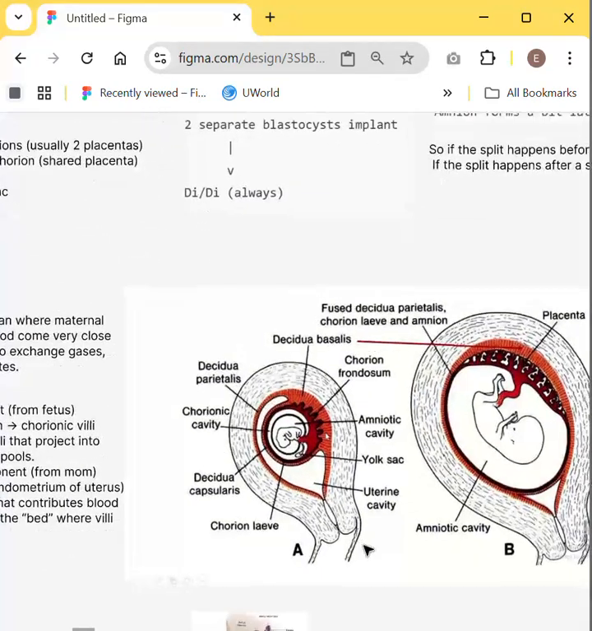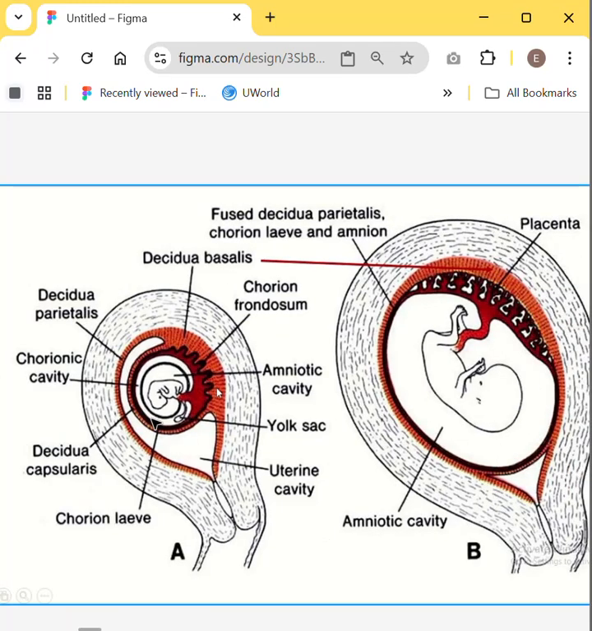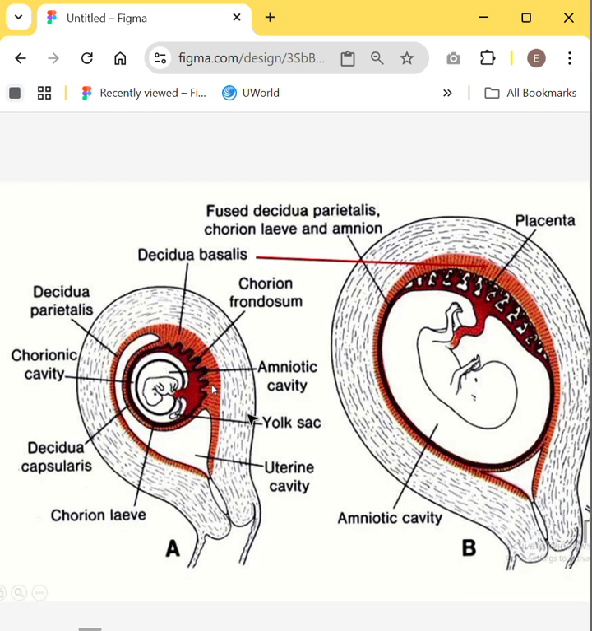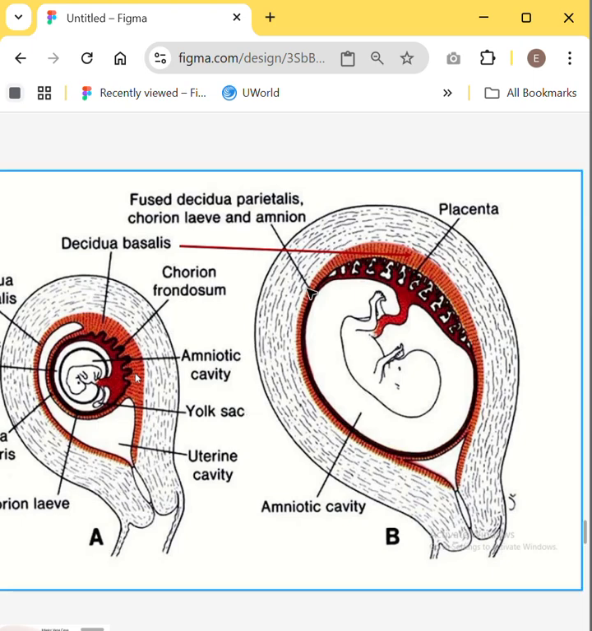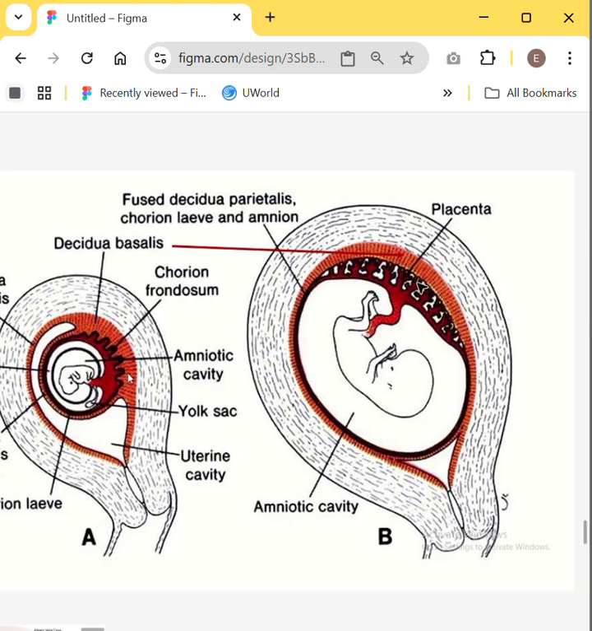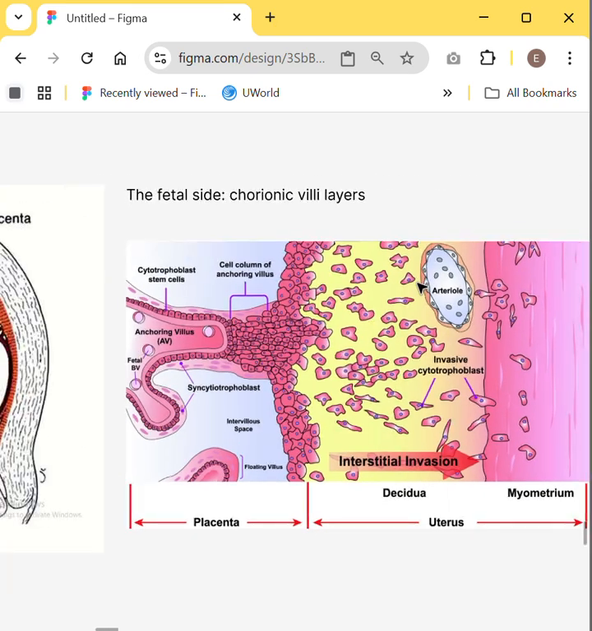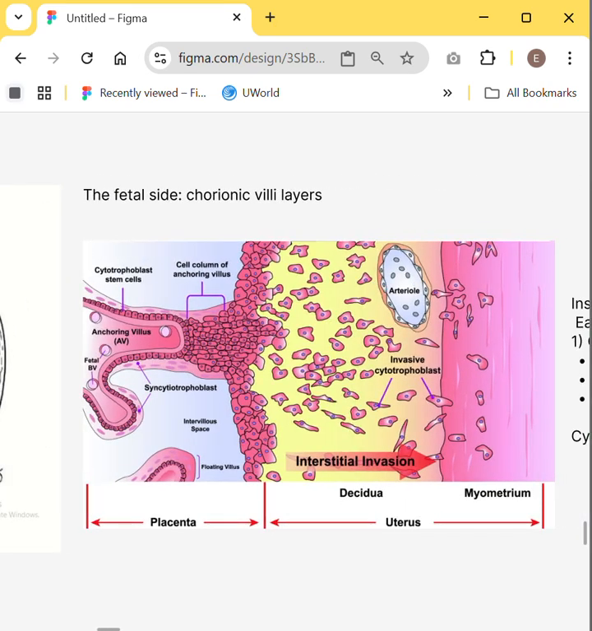Now, here also you can see the decidua parietalis, the decidua capsularis, and this is the decidua basalis where all these villi are attaching onto. This is the chorionic cavity, the fused decidua parietalis, chorion, leaf, and amnion here, the placenta here. Okay, moving on to the fetal side.